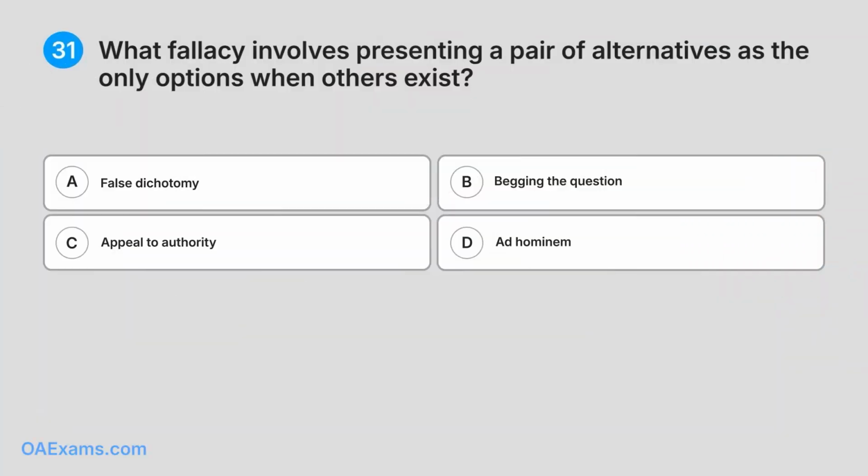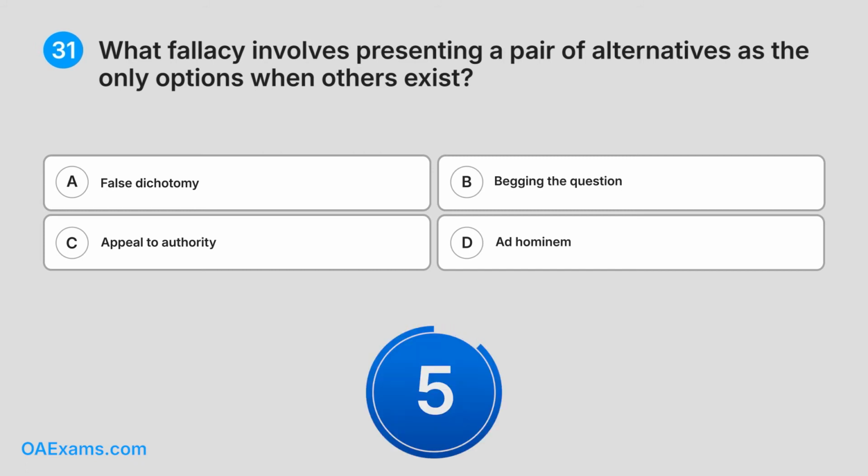What fallacy involves presenting a pair of alternatives as the only options when others exist? A. False dichotomy. B. Begging the question. C. Appeal to authority. D. Ad hominem. What do you think is the answer?